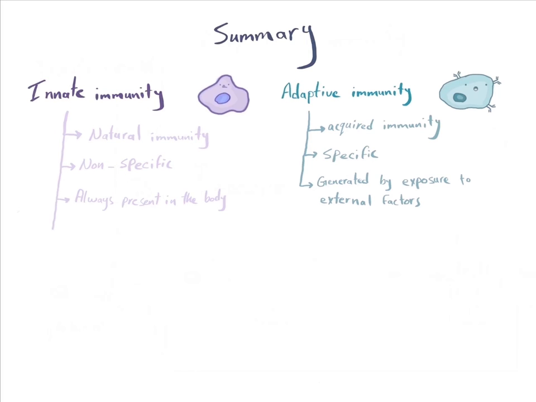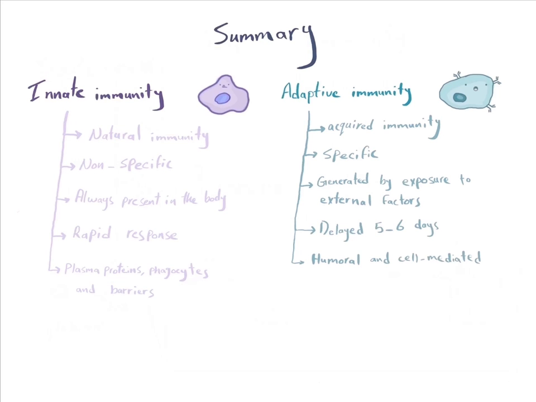to develop. The innate immunity has a rapid response compared to the adaptive immunity, which can be delayed 5 to 6 days. The innate immunity has plasma proteins, phagocytes, and barriers as its components, while the adaptive immunity has humoral and cell-mediated immunity. And lastly, the innate immunity is much less diverse compared to the adaptive immunity.